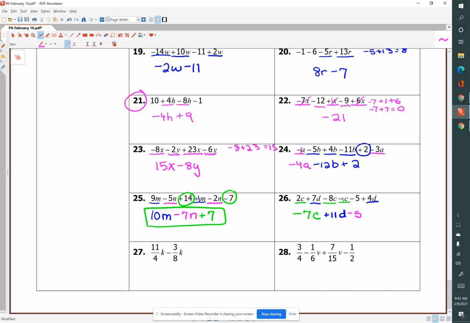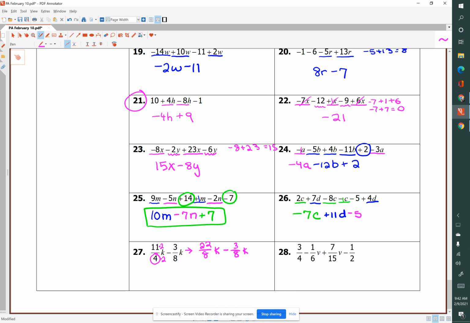Okay, let's look at the next one. We're adding unlike fractions, okay, with unlike denominators. So we need to convert 1/4 to eighths, right? So how do we get from 4 to 8? We multiply by 2, which means we multiply the denominator by 2. So we have 22 over 8k minus 3 over 8k.